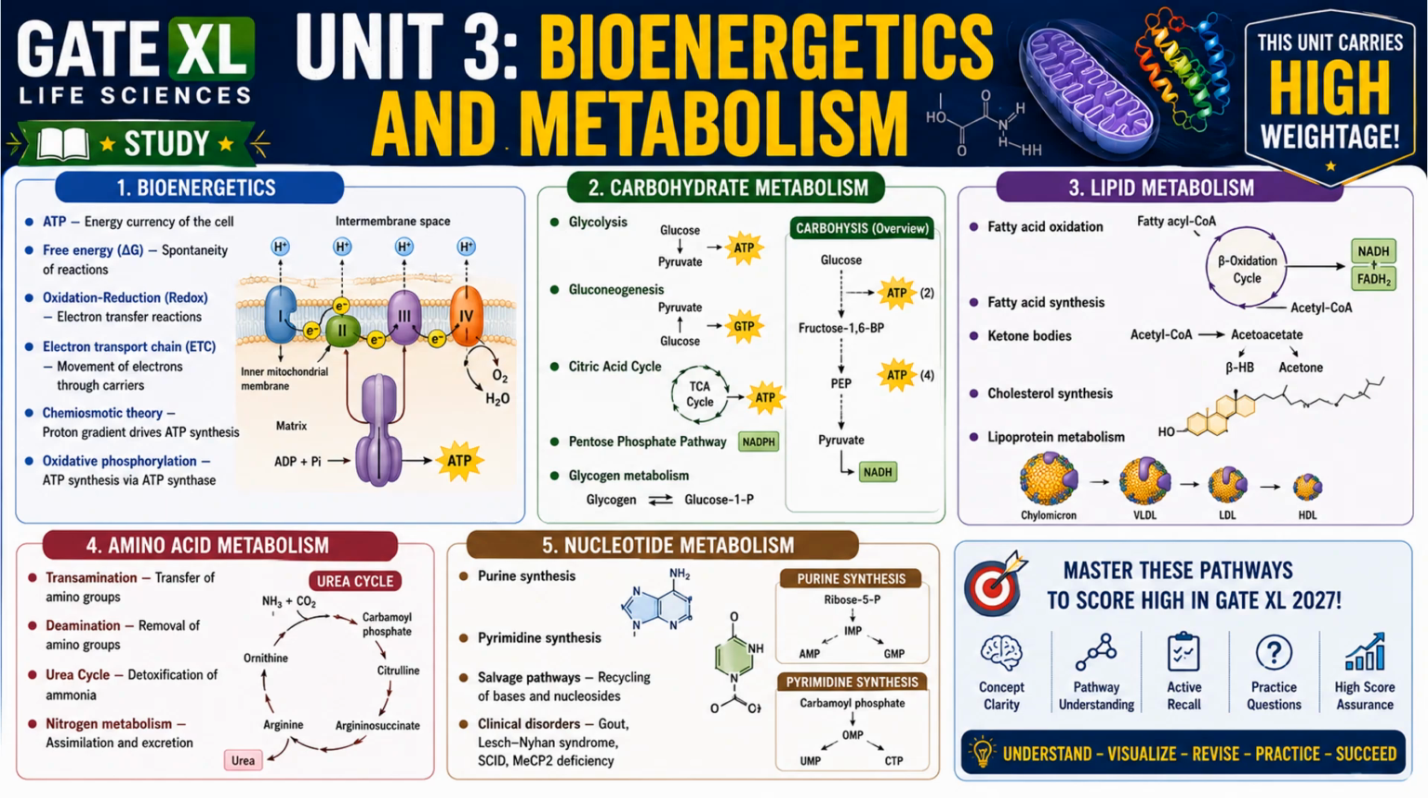You can take printouts of the different pathways and paste them in front of you, so that whenever you see them, you can revise once. Then also revise ATP yield from the different important pathways, and solve the previous year GATE questions after each pathway. Bioenergetics and metabolism is one of the most rewarding units, and it is easy also because mostly conceptual questions come. If you clearly understand energy production, metabolic pathways and regulation, and biochemical integrations, you can confidently answer many conceptual and application based questions. So understand, visualize, revise, practice, and succeed.